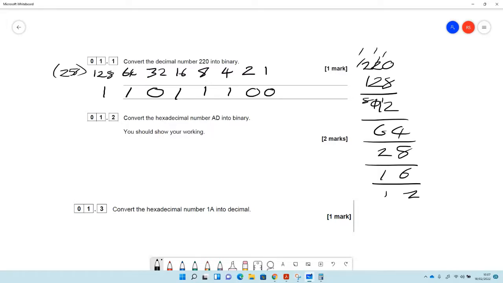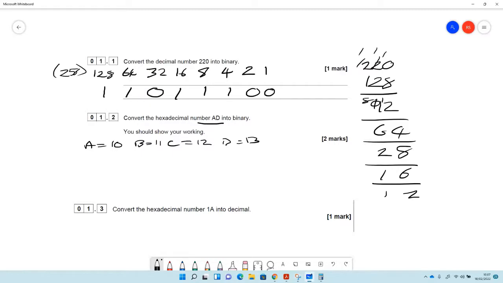Next one's hexadecimal, so convert AD into binary. So A in hexadecimal is the same as 10, so that means B would be the same as 11, C 12, D 13. There's nothing wrong with writing these down on the paper. In fact, sometimes that actually gets you a mark for recognizing it should you not get the answer correct. So there's nothing wrong with doing that.